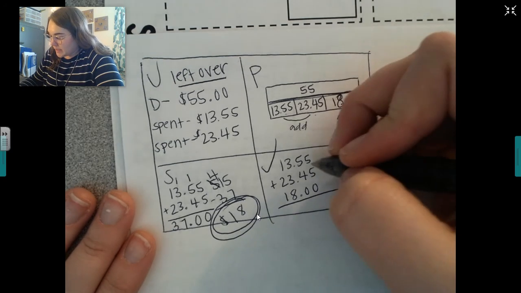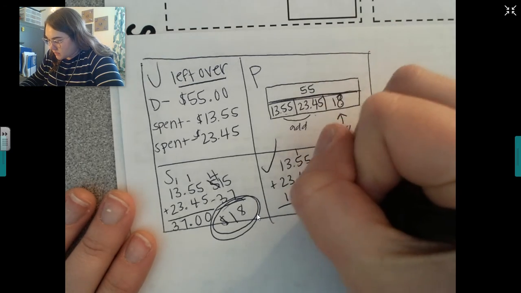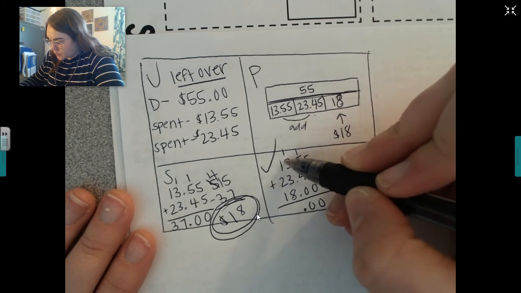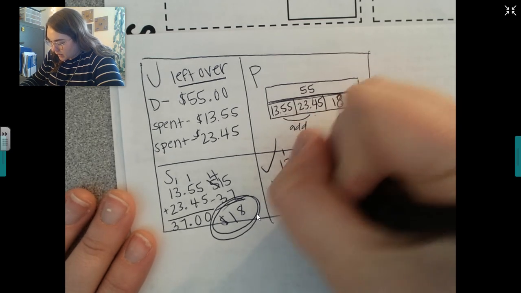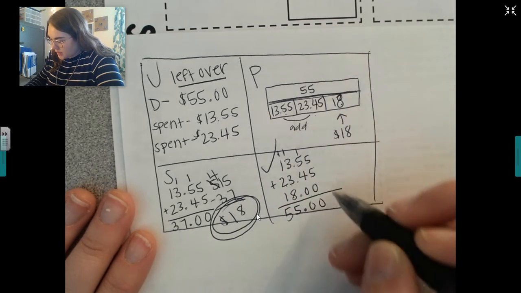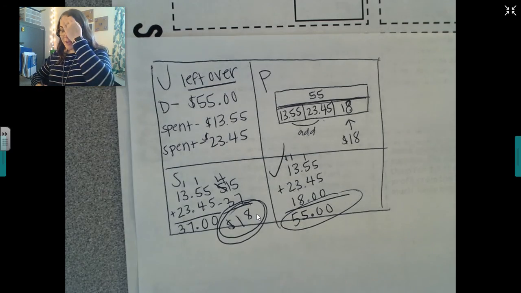So you should have unpaused by now. 5 plus 5 is 10. 5 plus 1 plus 4 is 10 again. Make sure I add my decimal. 8, 9, 10, 11, 12, 13, 14, 15. Carry my 1. 1, 2, 3, 4, 5. Did you get $55 there? So did we get our answer right? Yes, we got our answer right.